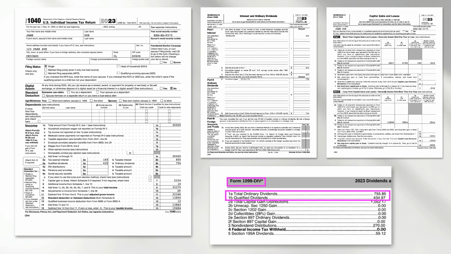The qualified and ordinary dividends from the 1099 DIV will appear on tax form 1040 lines 3A and 3B. Additionally, they will be reported on Schedule B in Part 2 for ordinary dividends, and on Schedule D Part 2 line 13 if you had any capital gain distributions.